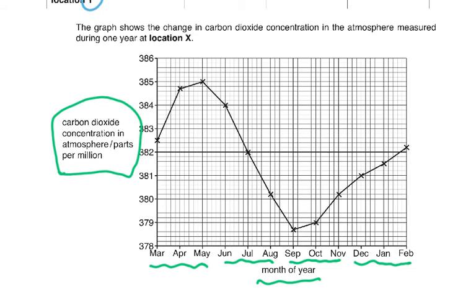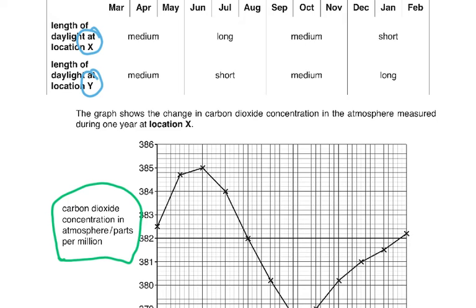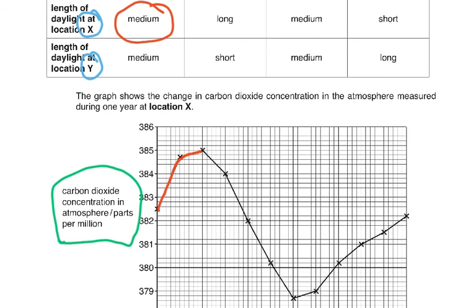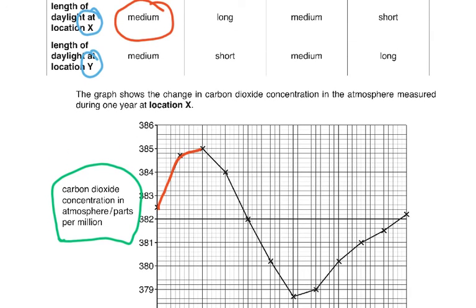So March, April, May. Now, if you look at March, April, May, what is happening at X? It's medium. So March, April, May is this. And then in the long months, June, July, August, I'm giving it another color. June, July, August would be here. And this is, of course, long. And this is medium, right?